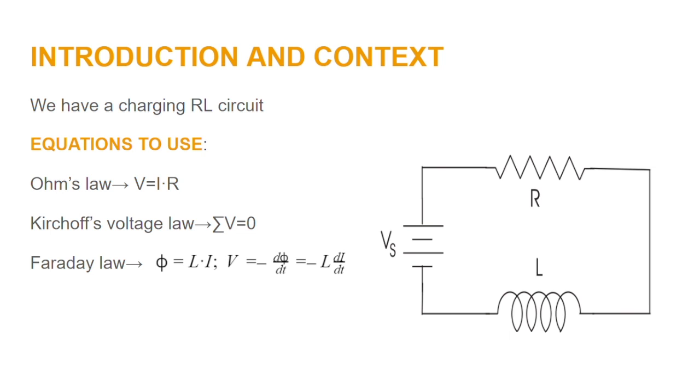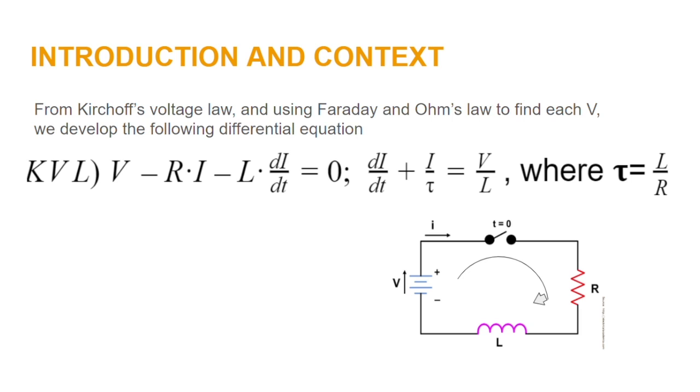Moving clockwise along the circuit, we get a differential equation as voltage minus R times I, which refers to the voltage for the resistor, and minus L times dI over dt, which represents the voltage from the inductor. And we equal that to 0, which can be rewritten in the following way. The derivative of I with respect to t plus I over tau equals V over L, where tau is just a constant called time constant, which relates the self-inductance with the resistance. The solution is the following result.